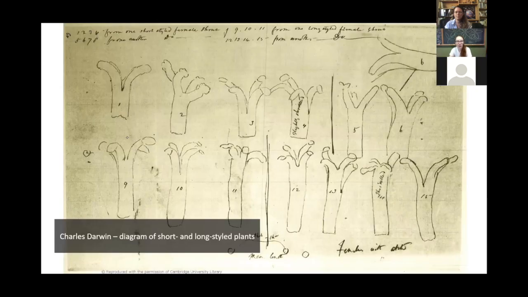So here is an example of a page in some of Darwin's notebooks. So he was documenting short and long styled plants. The style is the column that supports the stigma, the female reproductive, the receptive portion of the female reproductive part of a flower. So the pollen will land on the stigma, and the style holds that up in the air. So scientists are always taking notes, and having a visual aspect to those notes is helpful.